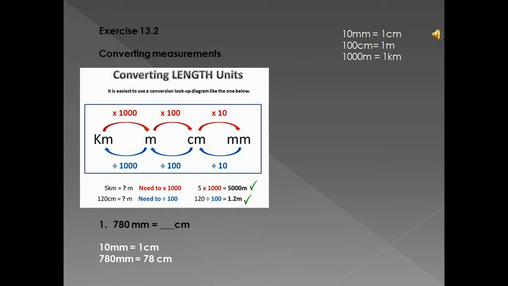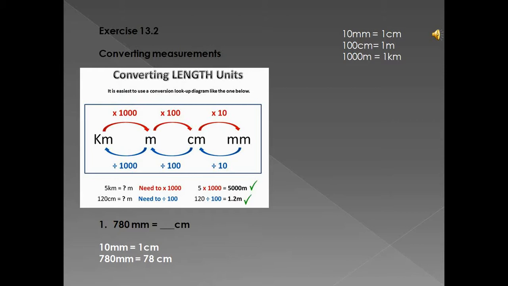Now let's have a look at exercise 13.2. On the video you can see there's converting lengths into units. So from kilometers to meters, from meters to centimeters, and centimeters to millimeters. How to do it? Okay, so if we look at the first one that you have to convert, it is 780 millimeters equals how many centimeters?